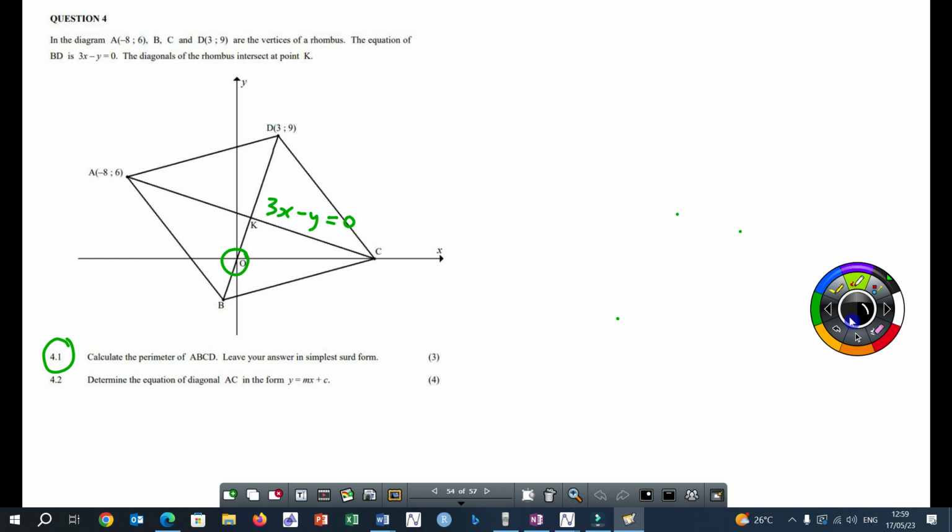So yesterday, we stopped here and we said the shape we have here is a rhombus. Since it's a rhombus, the 4 sides are equal. Therefore, if we are to calculate the perimeter, we just have to determine the distance of one side. Then we multiply it by 4. So it's very straightforward. It's not complicated.